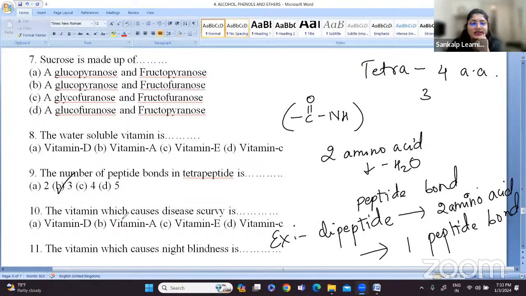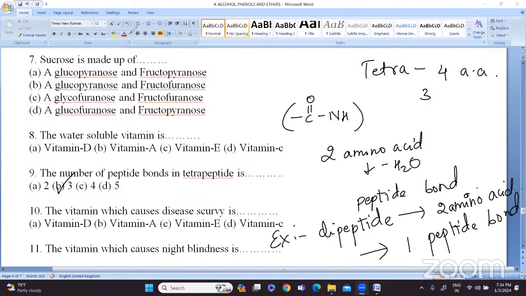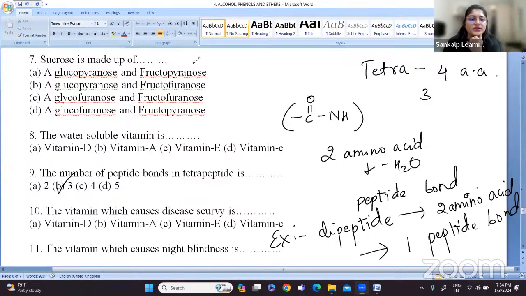Next question. The vitamin which causes the disease scurvy is: A, vitamin D; B, vitamin A; C, vitamin E; and D, vitamin C. Yes, students, which is the vitamin which causes scurvy? Netravati, Swati, Priyanka, Vedvati have answered it as D.